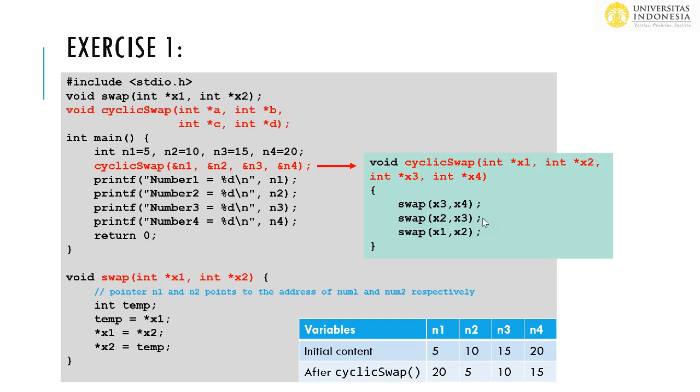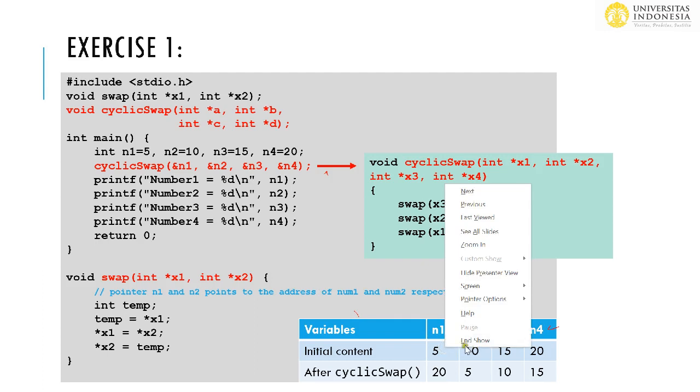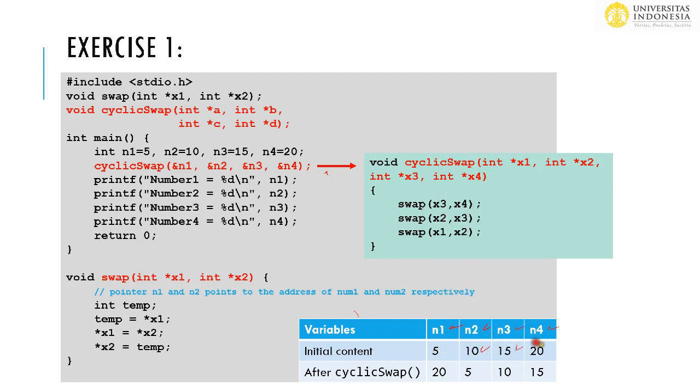Cyclic swap means that if you have, for example, four elements n1, n2, n3, and n4, with initial contents 5, 10, 15, and 20, you do some swapping that makes the fourth element become the first one, and the first element become the second one. Yeah, just like moving to the right side, right?